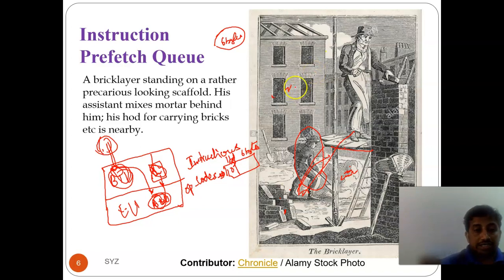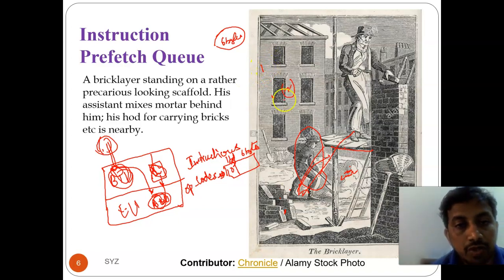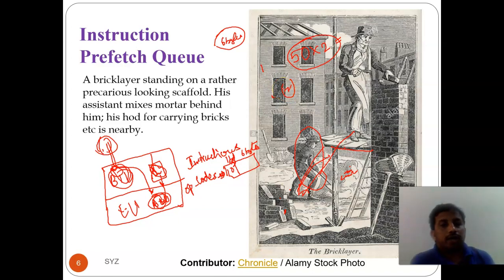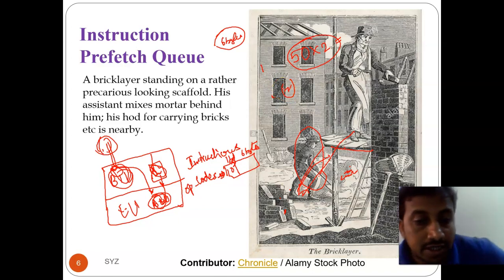So if each time he is picking up one brick or two bricks, let's say, and there are some 100 bricks, how many times does he have to get down? If you want to lay 100 bricks, you need to get down 50 times. So the time is multiplied. If each time takes, let's say, 1 minute, 50 minutes of time it requires. Suppose an assistant is there, this 50 minutes of time would not be required if an assistant is provided.